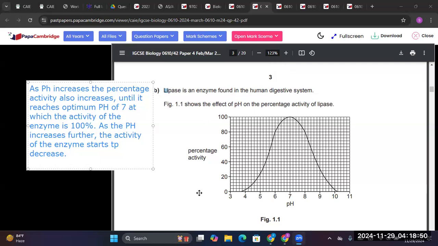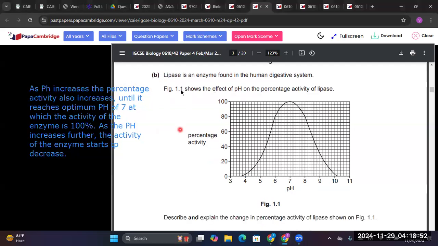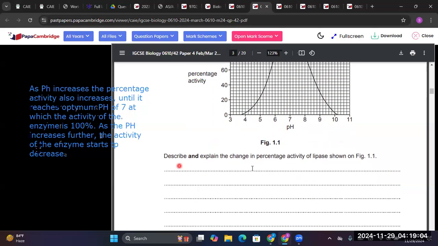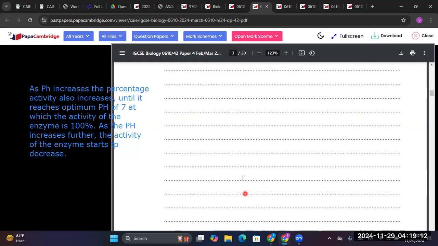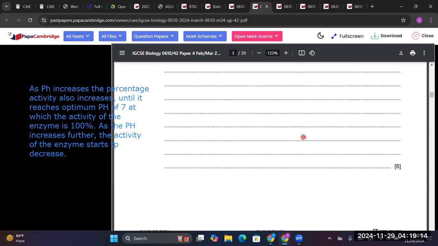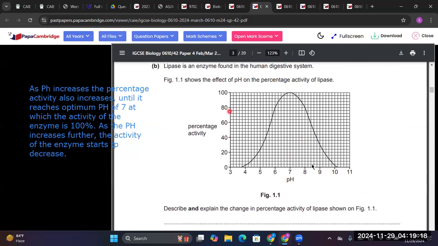So our question was this: lipase is an enzyme found in the human digestive system. Figure 1 shows the effect of pH on the percentage activity of the enzyme lipase. We had to describe and explain the change in the percentage activity of lipase, and this is for 6 marks. I think this paper came this year, in 2024. They had given this question.